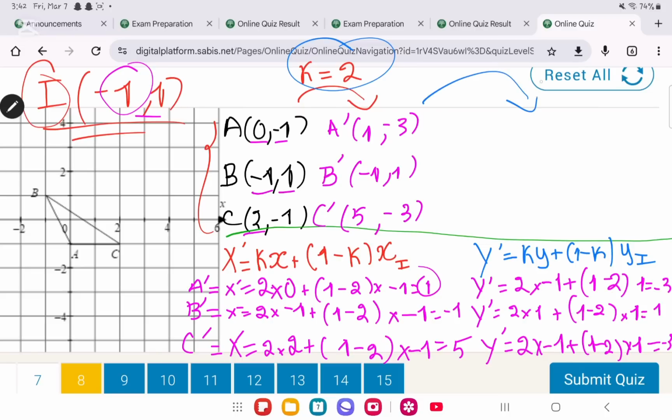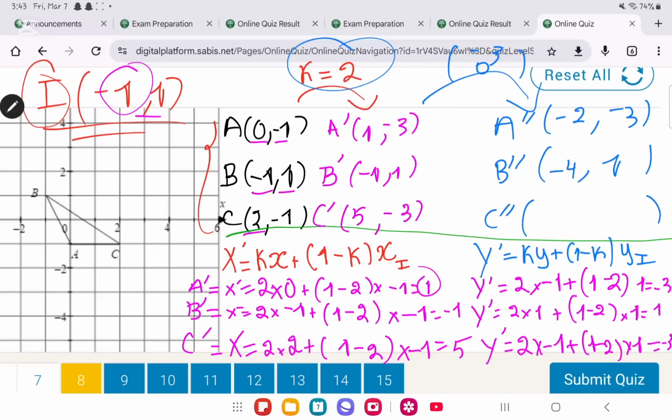Now, after the enlargement, we have a transformation with the vector (-3, 0). So very simply, to get A double prime, B double prime, and C double prime, you're just going to add. For A, it's 1 plus -3, which is -2, and -3 plus 0, which is -3. Then for B, it's -1 minus 3, so -4, and then 1 plus 0, which is 1. And finally for C double prime, it's 5 minus 3, which is 2, and then -3 plus 0, which is -3.